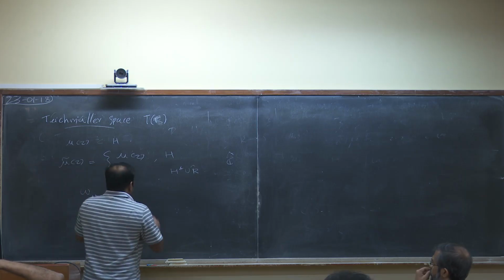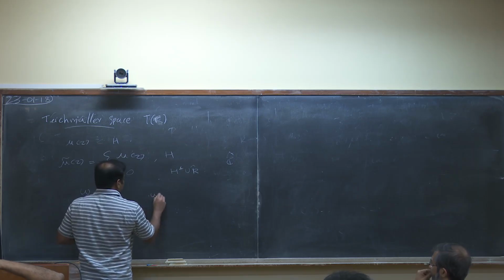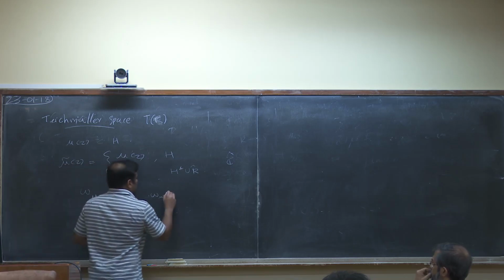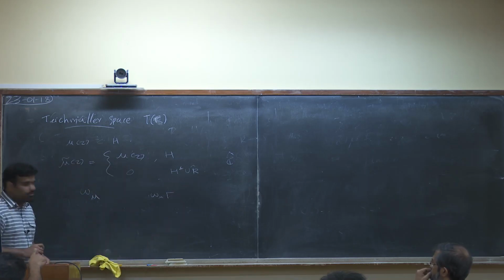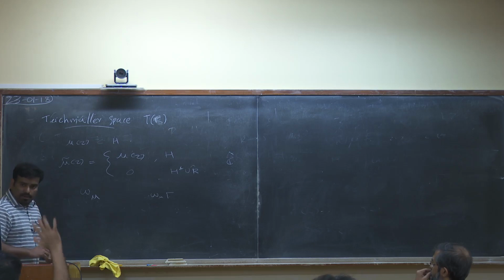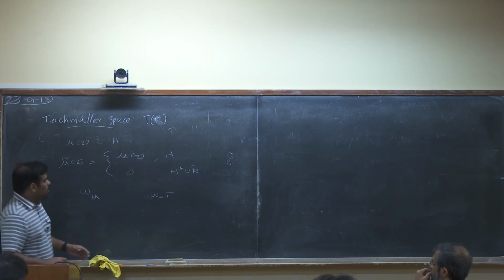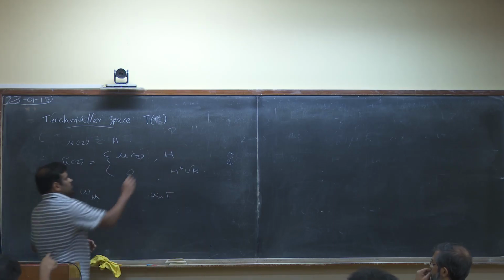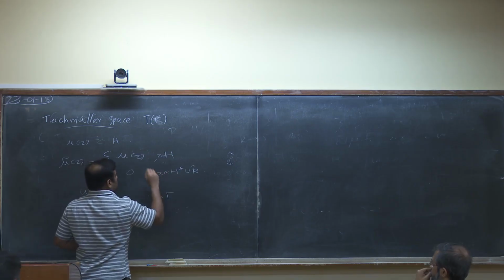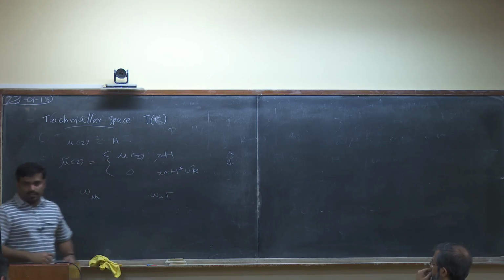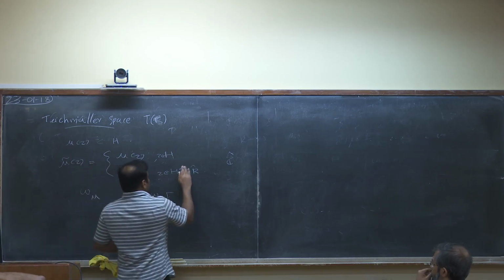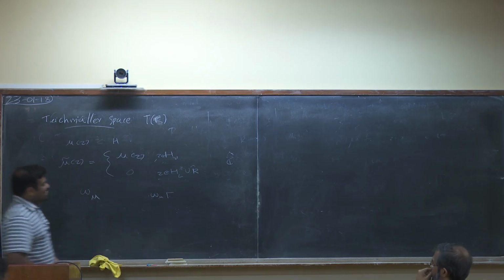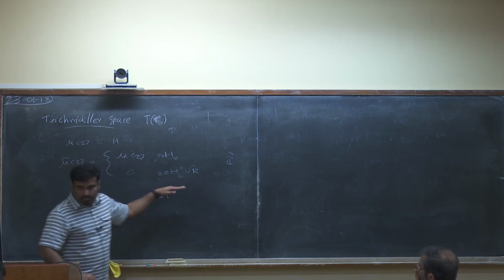Now mu tilde z, mu z was defined on the upper half plane. I'm just extending the definition. H is the upper half plane. So you're saying it is mu tilde z on the upper half plane, and 0 on the lower half plane, including the real line. Yes, including the real line.